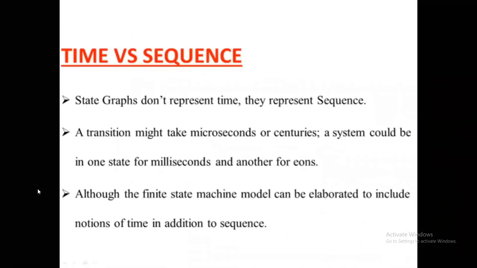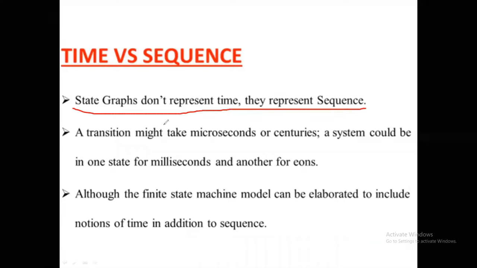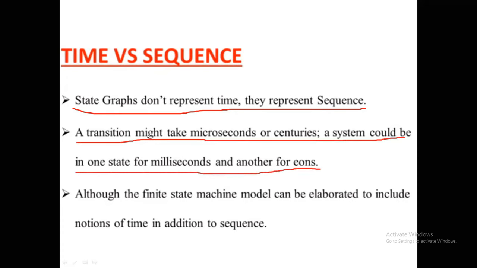Okay, so next one, time versus sequence. State graphs don't represent time, they represent sequence. A transition might take microseconds or centuries. A system could be in one state for milliseconds and another for hours. So that means the state graph doesn't represent time. Here the state graph represents the sequence of states. So the state changed from 1 to 2 like that. It does not indicate the time.